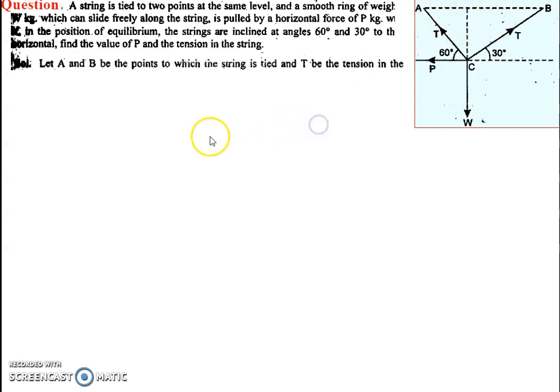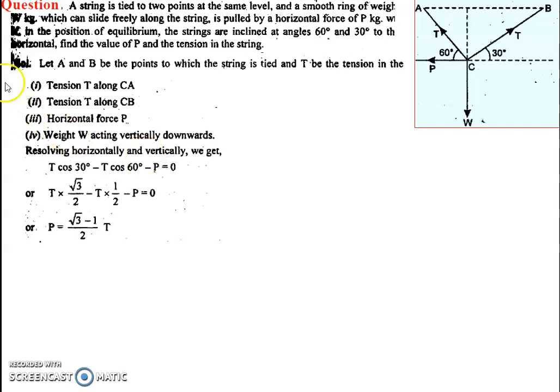So this is our figure, 2 points A and B. Let A and B be the points to which the string is tied, and T be the tension in the strings. So tension T along CA, tension T along CB, and horizontal force P. This is an extra horizontal force pulling the ring, P kg weight, and W is vertically downward. So here we have 4 forces: T, T, P and W.